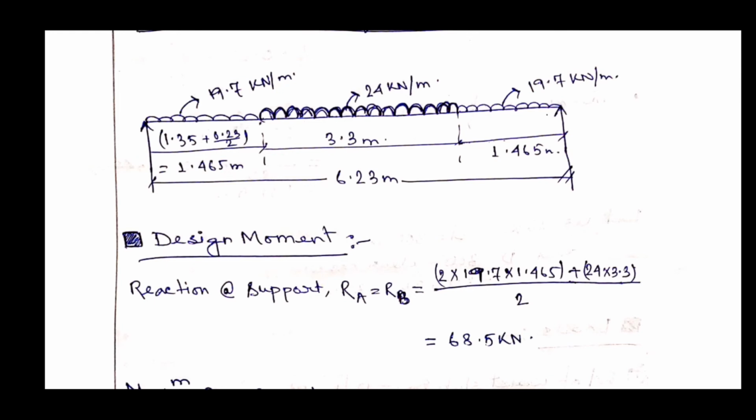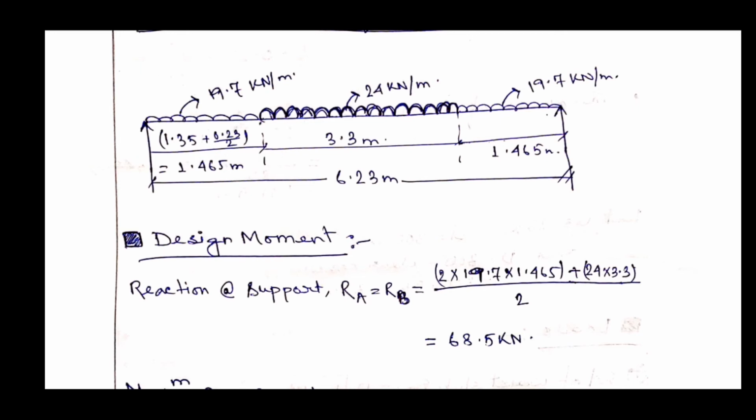You can see here the span length. Total effective span is 6.23 meter. The going portion is 3.3 meter at the middle, and both landing sides are 1.465. Why 1.465? Because 1.35 is the span, the landing length, plus half bearing, that is 0.23 by 2, that is equal to 1.465.